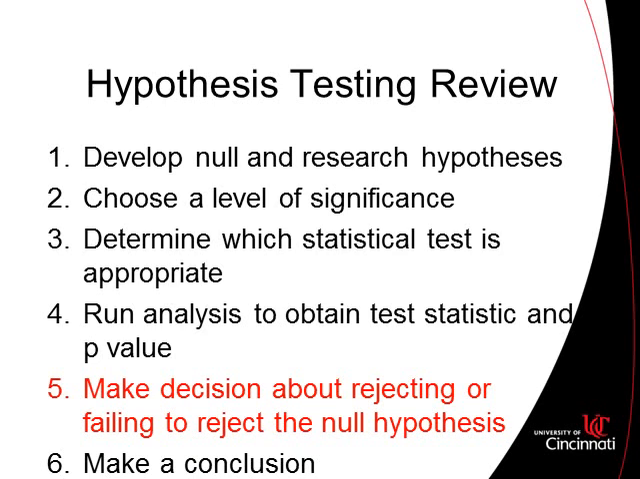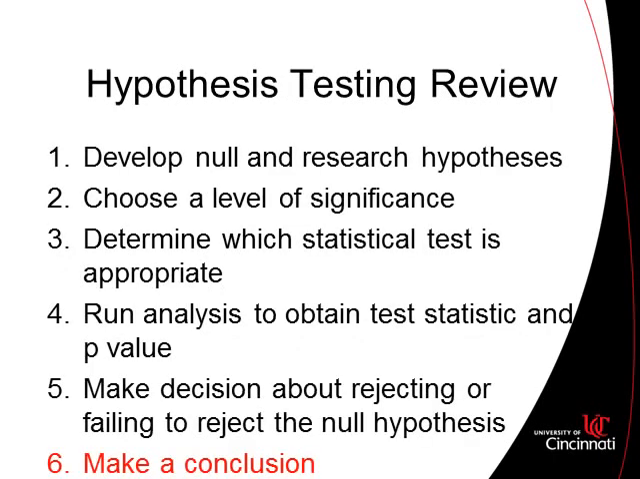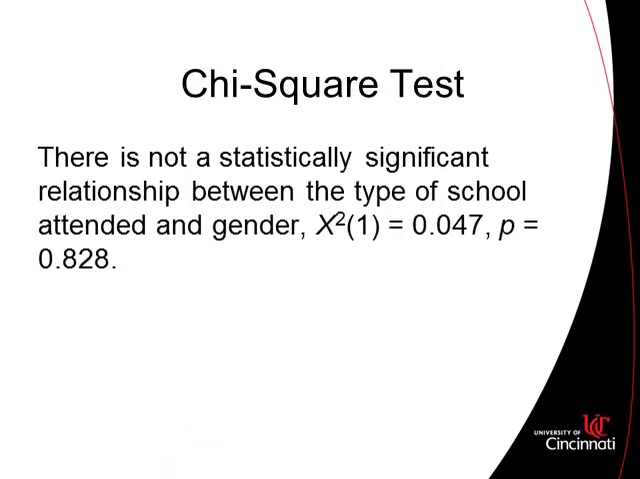Next, we'll make a decision. So our p-value is 0.828, which is greater than our level of significance that we set. Remember, whenever our calculated p-value is greater than our level of significance, we fail to reject the null. Our null was that there will be no relationship between type of school attended and gender. So if we're not throwing that out, then we're agreeing with that. And we'll make our conclusion. There is not a statistically significant relationship between the type of school attended and gender. And then we report our chi-square and our p-value.